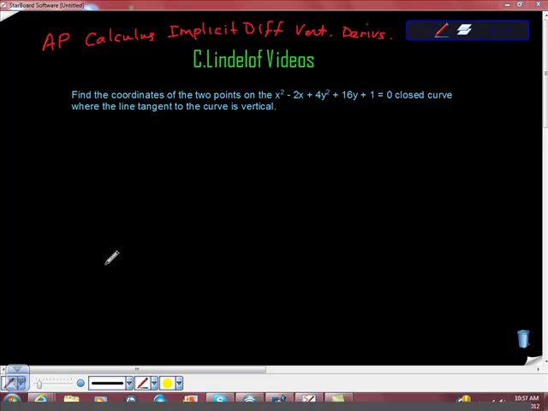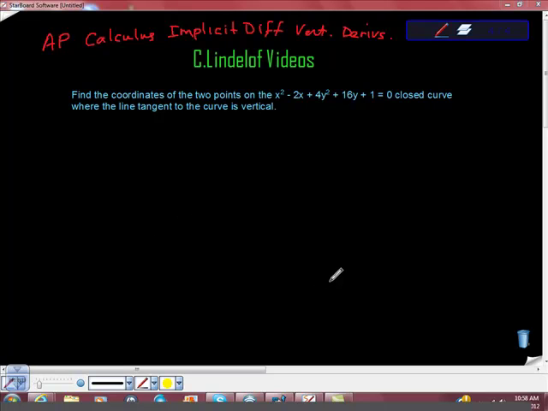Okay, AP Calculus AB, implicit differentiation and derivatives that are vertical lines. So let's find the coordinates of the 2 points on the equation x squared minus 2x plus 4y squared plus 16y plus 1 equals 0 on this closed curve where the line tangent to the curve is vertical.